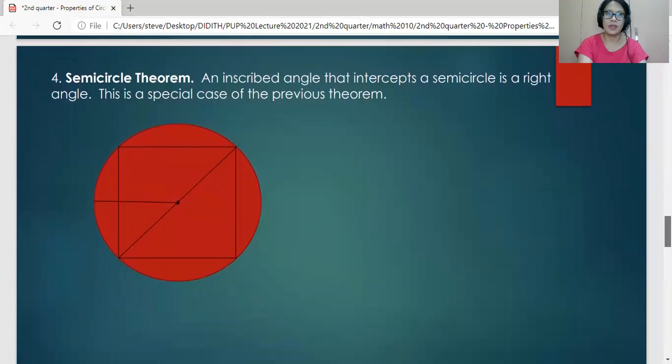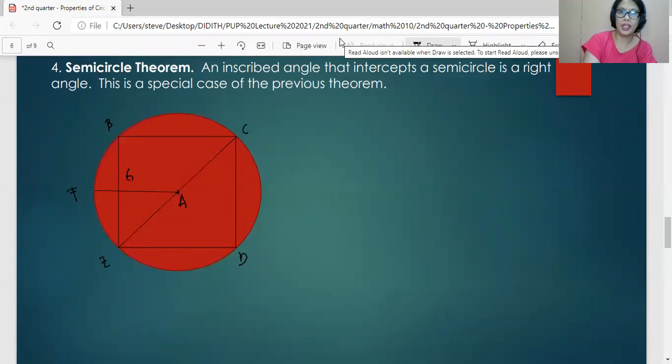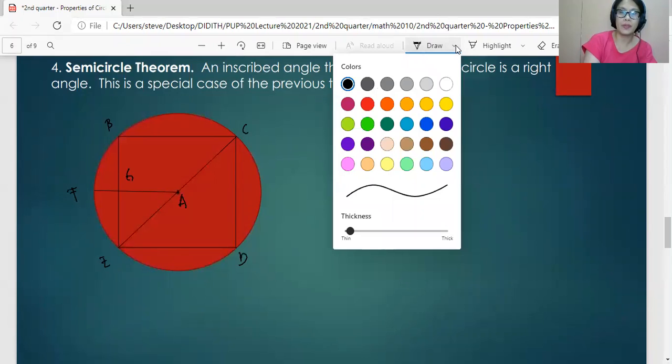Okay, so for the semicircle theorem, now let's call this circle A, and this is point B, C, D, E, F, G. Now, it says here that an inscribed angle that intercepts a semicircle is a right angle. Now, we have two right angles here, and we have to verify if they are intercepted by a semicircle.